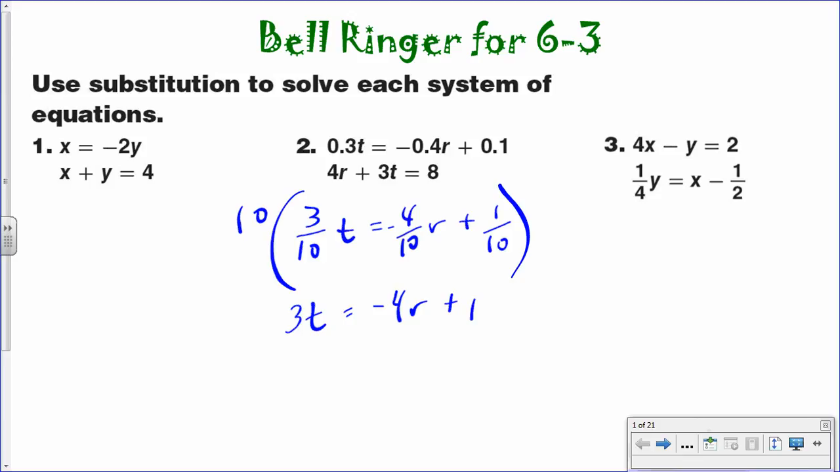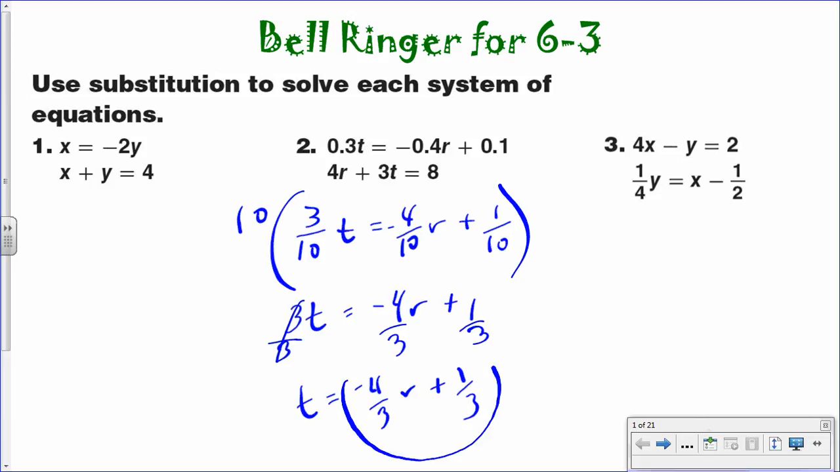Then I would have to do what? I need to get one of the variables by itself. Which one? Now, it works out. Somebody tell me why it works out. Because when I plug this back in for what? When I plug it back in for t, notice what the number is in front of. What's the number in front? 3. So what happens to all my fractions here?